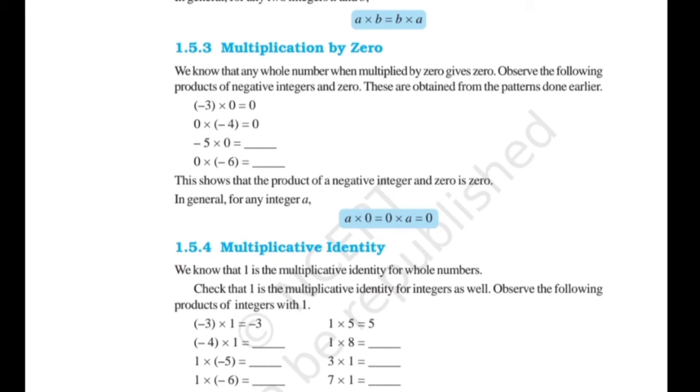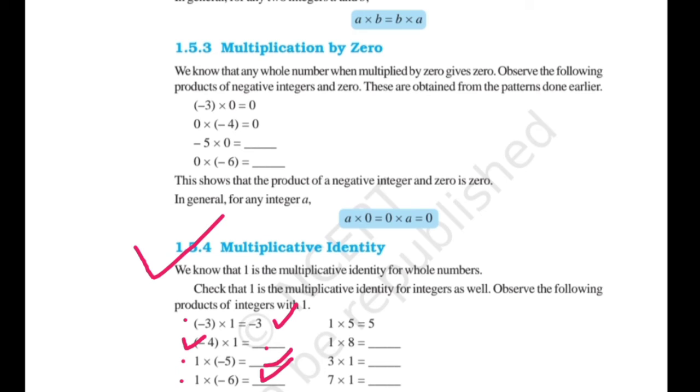Next, the rule is multiplicative identity. We know that students, 1 is the multiplicative identity for all integers. If we multiply any integer by 1, then the answer comes the same integer. Minus 3 multiplied by 1, that means minus 3. Minus 4 multiplied by 1, that means minus 4. 1 multiplied by minus 5, then the answer comes minus 5. 1 multiplied by minus 6, then the answer comes minus 6.